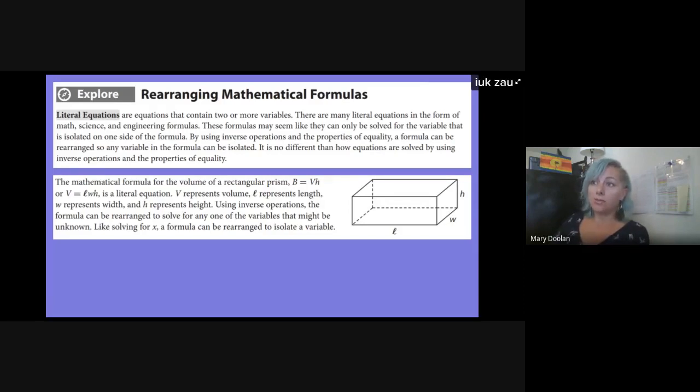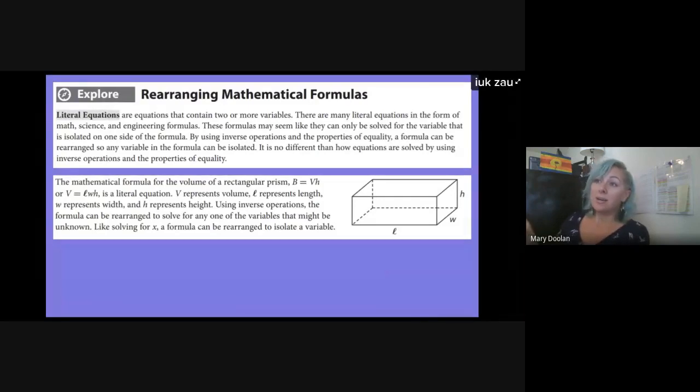All right, so if you look at this rectangular prism here, we have the length labeled, the width, and the height, and the mathematical formula for the volume of that rectangular prism is V equals Bh. Now, notice the B is capitalized and the V is capitalized, all right? Or V equals LWH. The capital V stands for the volume of the entire thing.